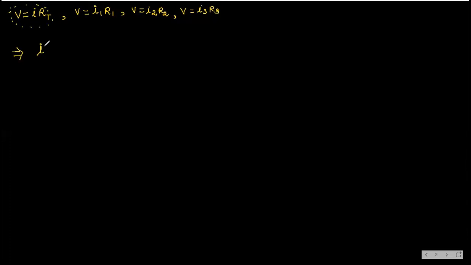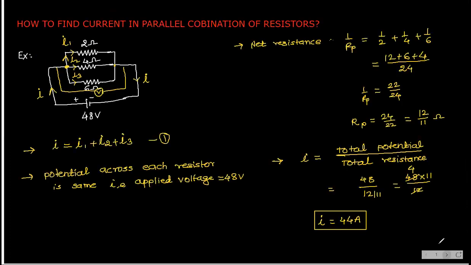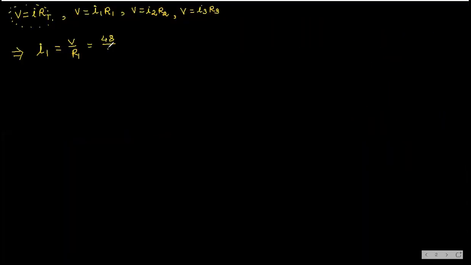Therefore, I1 is equal to P by R1. P is how much here? 48. R1 is how much? See the diagram, 2 ohm, right? So how much will this come, tell me? 24 ampere. 24 ampere. Okay, second one, tell me, I2 is equal to how much?